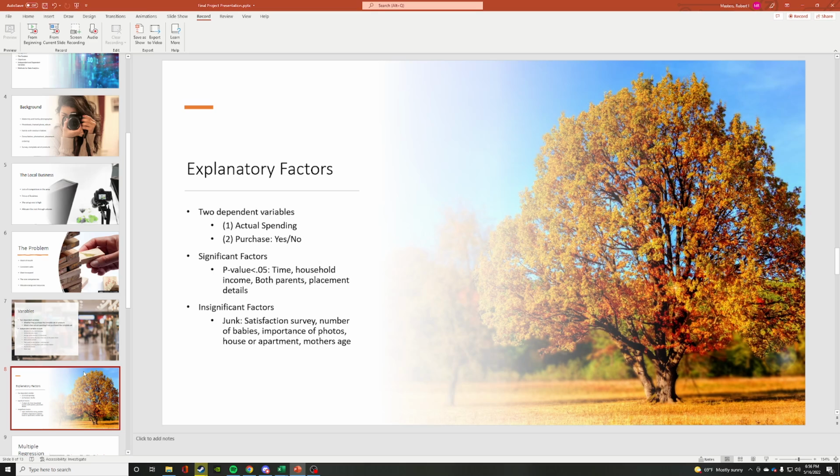So that makes sense. So time, household income, if both parents were present, and the placement details, whether or not they elected to have those, were all very significant on spending, for overall spending, and whether or not they purchased the complete set. Things like the satisfaction survey, so how much they like their appointment, how much they value photos, all of that didn't really tell us anything. It was not significant.